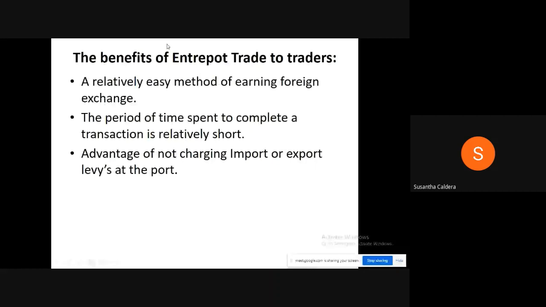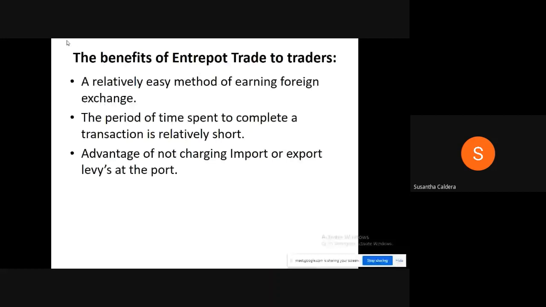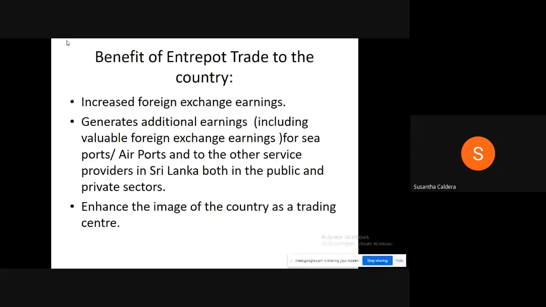The benefits of entrepot trade to traders, right? It's a relatively easy method of earning foreign exchange, because quick foreign exchange, 21 days, correct. The period of time spent to complete a transaction is relatively short. An advantage of not charging import or export levy at the port. That's another advantage. You don't have to pay taxes. Not only that, that is a benefit to the traders.